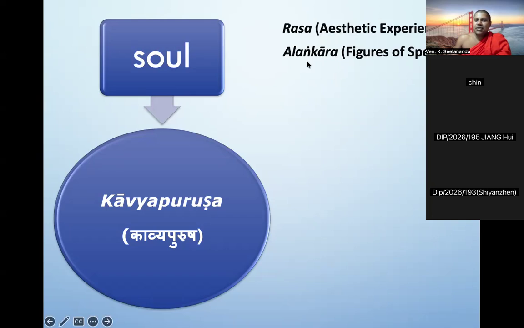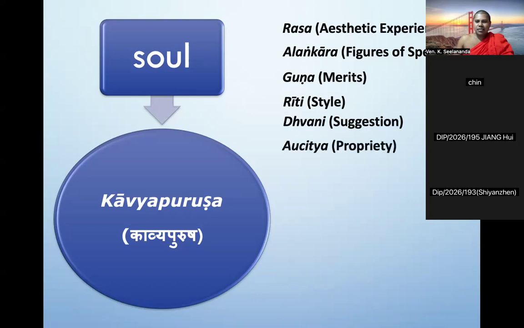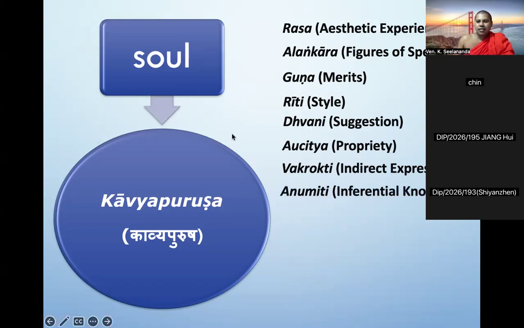Other rhetoricians, or alankarikas, consider alankara, or ornaments, as the soul of poetry. Another considers merits, or guna, as the soul of poetry. Like these: riti, or styles; dhvani, suggestion; auchitya, propriety; vakrokti, indirect expression; anumiti, inferential knowledge. Those are the 8 parts of the Sanskrit theories.